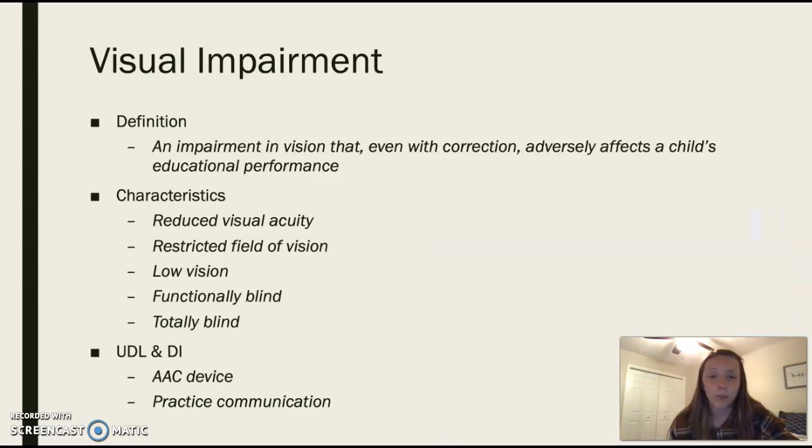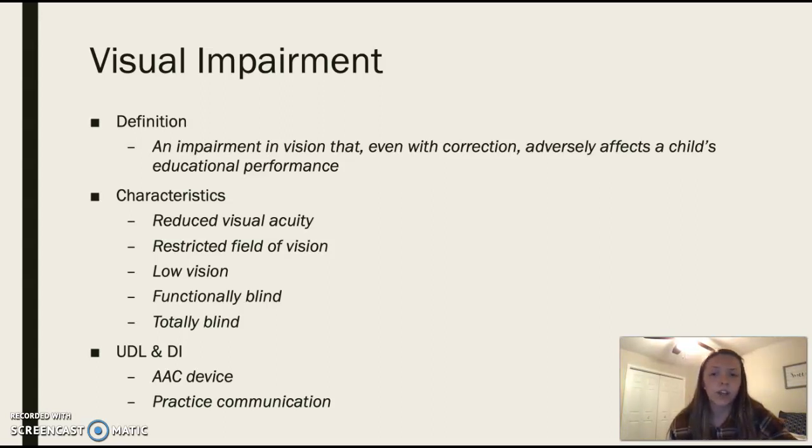Our next one is visual impairment. An impairment in vision that, even with correction, adversely affects a child's educational performance. We have reduced visual acuity, which is just when your vision is really, really fuzzy, you still have ability to see color and things like that. Your restricted field of vision, that's almost tunnel vision.